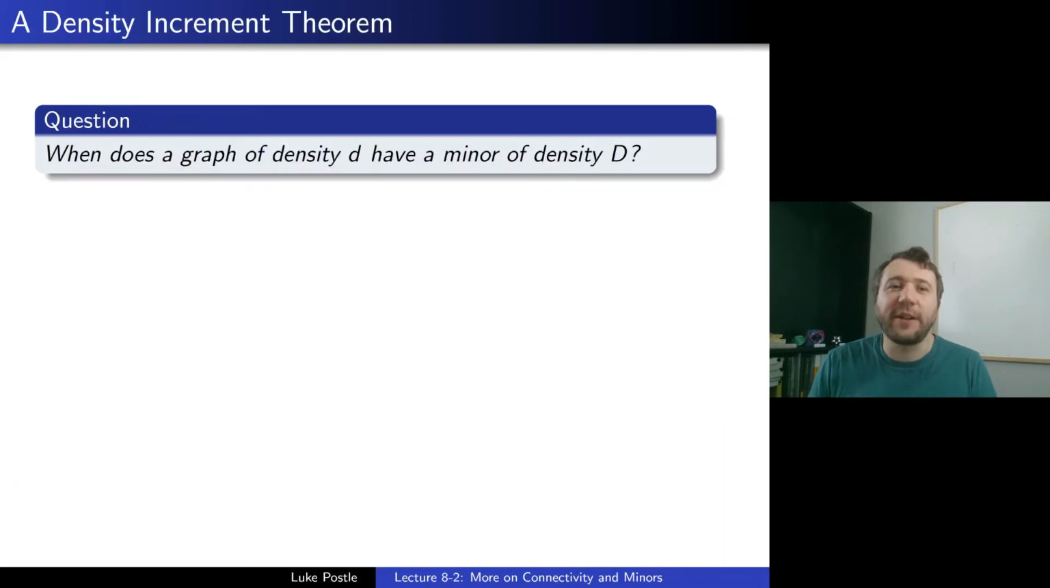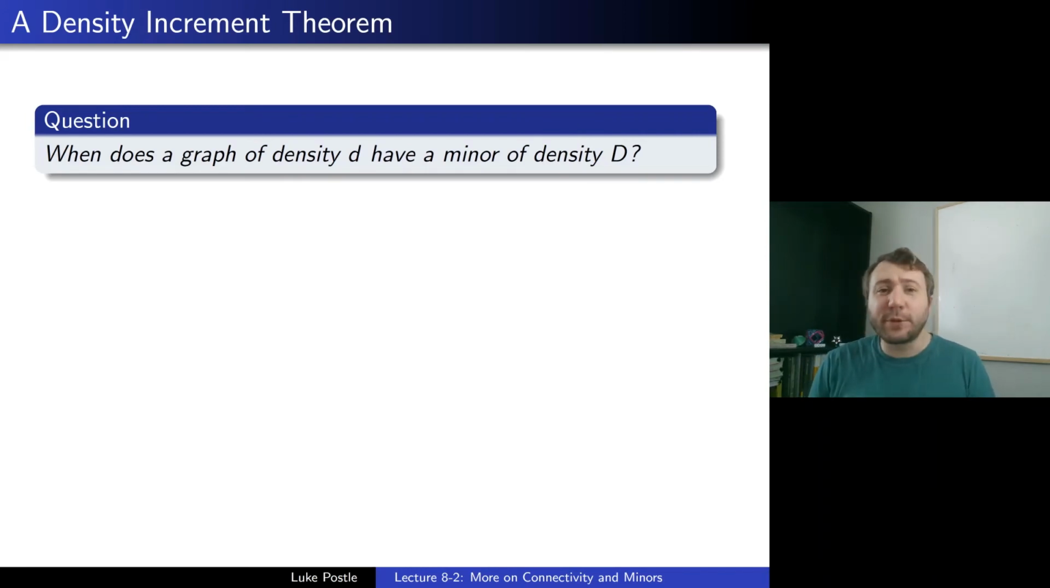So these are all very nice. Now let me turn to a more general question, back to minors. And here's a very nice question. When does a graph of density little d have a minor of density big D? If we have a graph that has small density, can we still find a minor of maybe much larger density? It's a natural question.